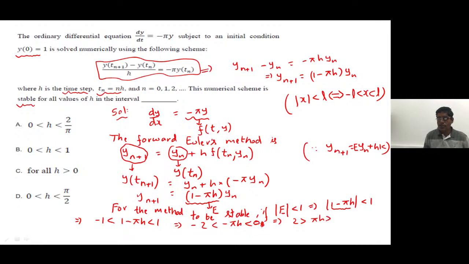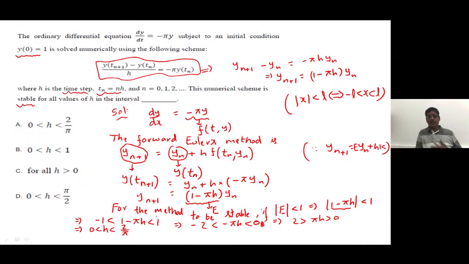So greater than 0, and dividing by pi is a positive quantity. When you are dividing by a positive quantity, the inequality remains the same, that is, greater than stays greater than, less than stays less than. So finally I can write, after dividing by pi, 0 less than h less than 2 by pi.